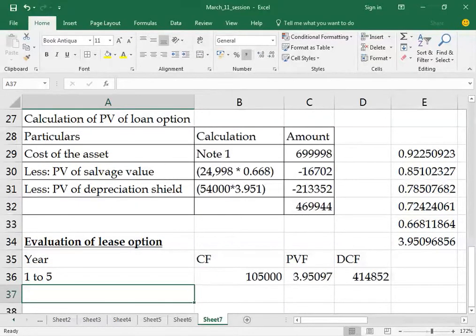Depreciation sheet comes only when you own the asset. So that is for the loan option. When you take a loan, it means you're buying the asset. So that's why the loan option has salvage value and depreciation sheet.